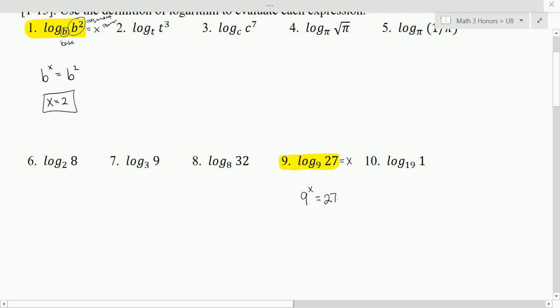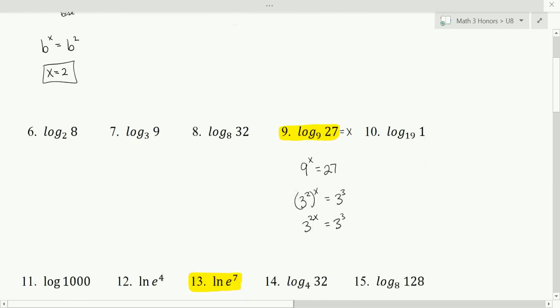Okay. And if it's not obvious, you do what we did last section. You try to get a common base between the left side and the right side. What would that common base be? 3. So you change 9 to 3 squared. Change 27 to 3 cubed. And you get 3 to the 2x is 3 to the third. And because our bases are the same, we can set our exponents equal to each other. 2x equals 3, and x is 3/2.